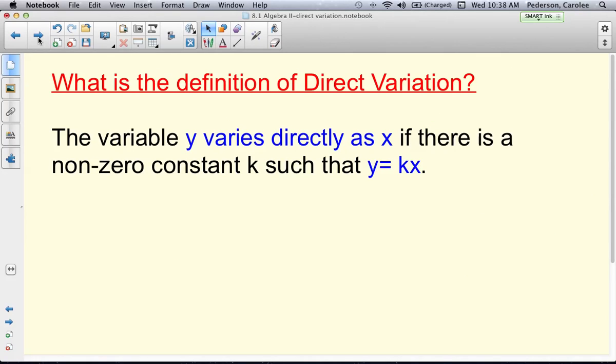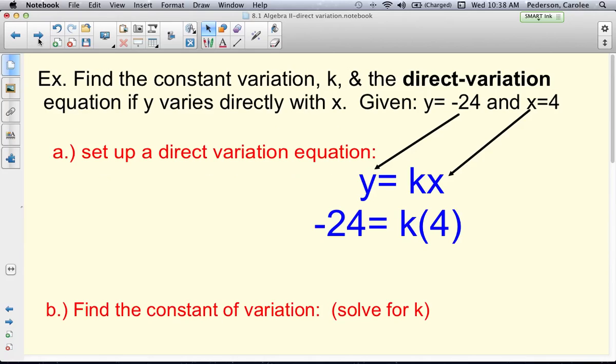All right, the first thing is, don't write this slide down, what is the definition of direct variation? There's a long definition. It says the variable y varies directly as x if there's a non-zero constant k such that y equals kx. You already have that formula, but just wanted to give you clarification. The problem that I want you to write down is this. I'll highlight the pieces I want you to write down. Go ahead and write the example and write the words direct variation.